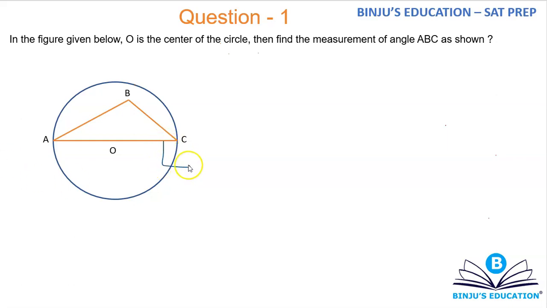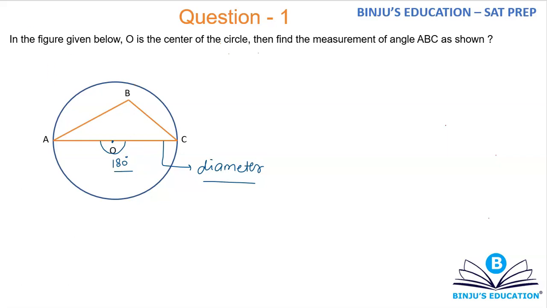Now, O is the center, which means one thing is sure: AC will be the diagonal, or the diameter basically, and this angle here will be equal to 180 degrees. Apart from that, I do not know anything in this figure. So what can we do?